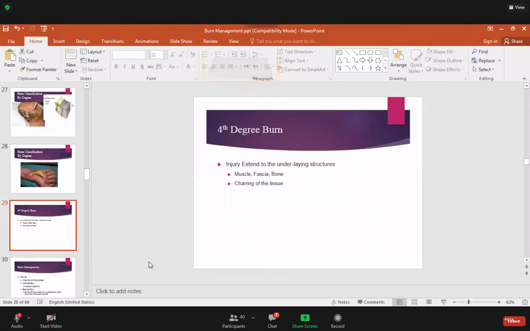Now there is another classification. There is the fourth degree, which is deeper than that, when the skin burn also involves the underlying structures. When there is injury to the muscles, to the underlying fascia or the bone, or there is charring of the tissue, this is called the fourth degree burn.